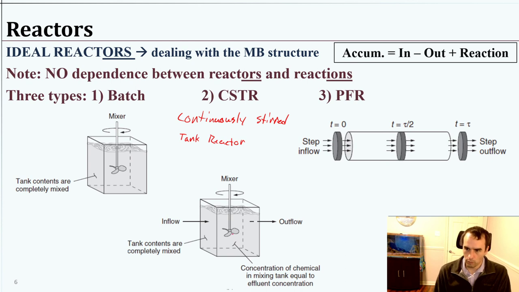The tank is still well mixed, so it's as if we just took a batch reactor and stuck a tube to either side, and we were pumping water through that way. Okay, so it's pretty much the same as a batch reactor, except we have the flow going in and flow going out. Very simple. We're going to use this quite a lot. But sometimes it's actually better for us to use what we call a plug flow reactor.